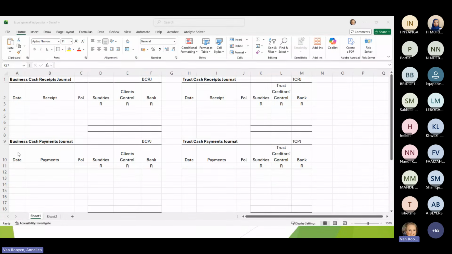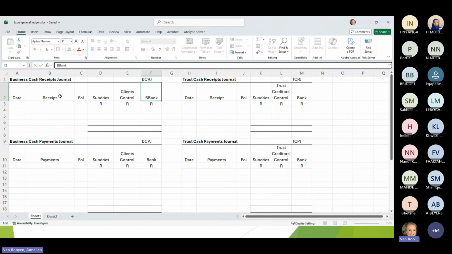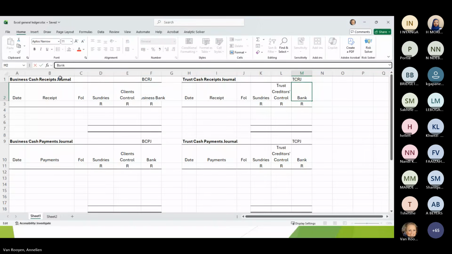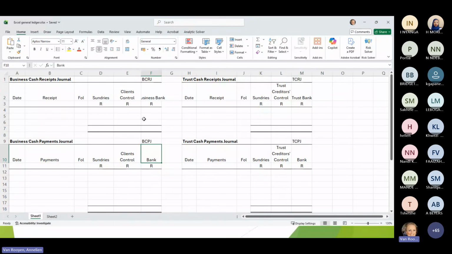As explained previously also, in the assignment or the tests, exams, you will have to know this is a cash receipts journal. What goes in there? Sundries, clients control, and bank. Business bank, we usually say, let me put that in, because that is what we usually call it, business bank. This is a trust bank. So these things you have to know so that you are able to do this in your assignments.